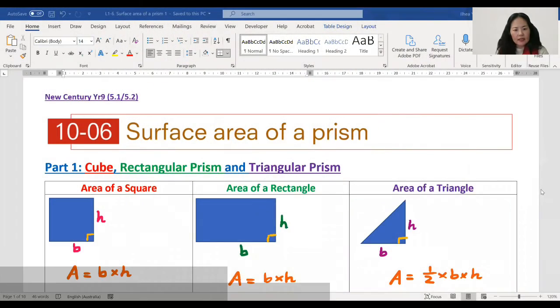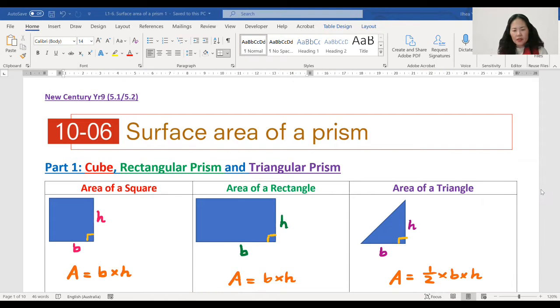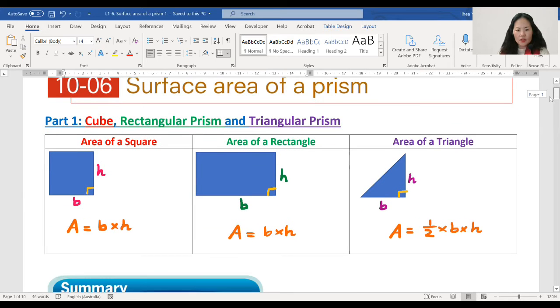Guys, today's lesson is surface area of a prism, and it's part one because there are a fair bit of prisms involved. So I'm just going to do cube, rectangular prism, and triangular prism today, and some other prisms next time. Before we start to get into the surface area, we need to revisit all these formulas first.